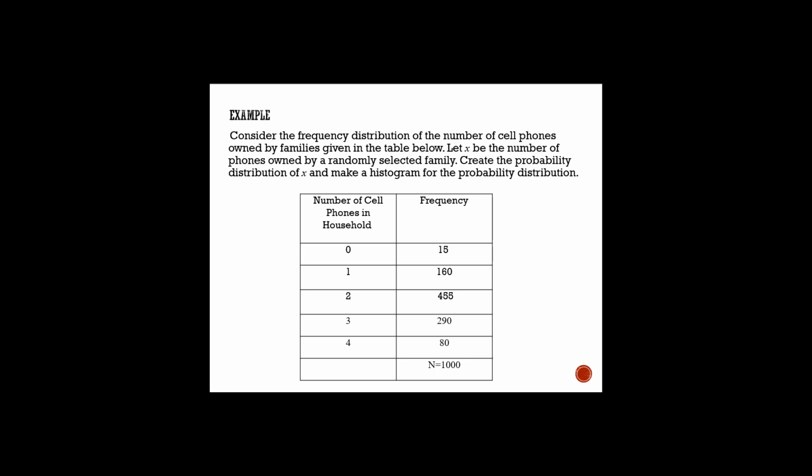So we have the frequencies. We've already captured the information, captured the data, and we've grouped them. Of the 1,000 families surveyed, 15 of them did not own a phone at all. And you can see that the highest number owned 2 phones, and that was 455.